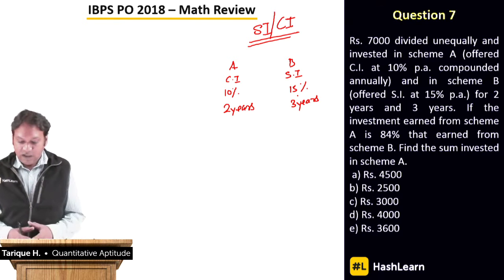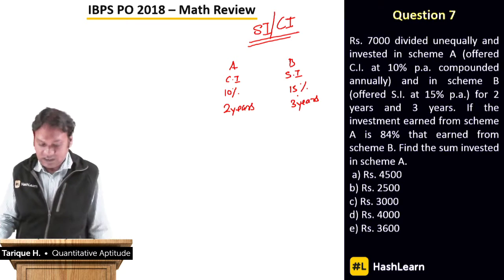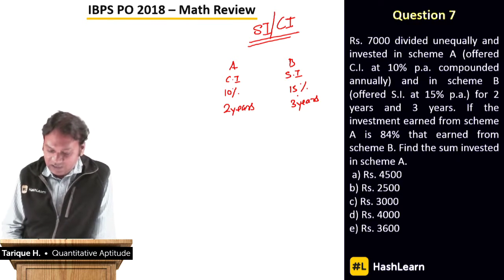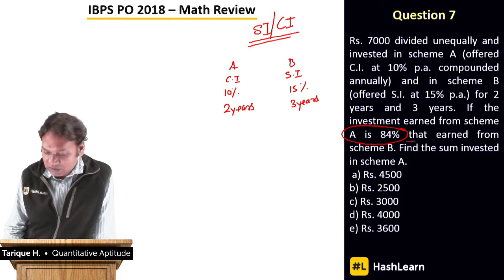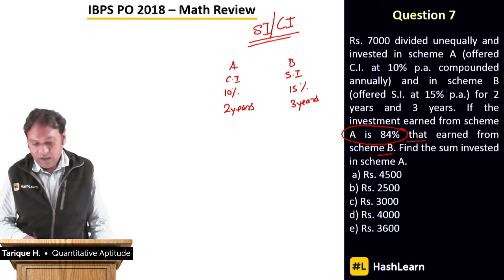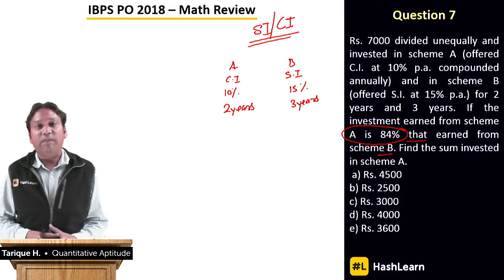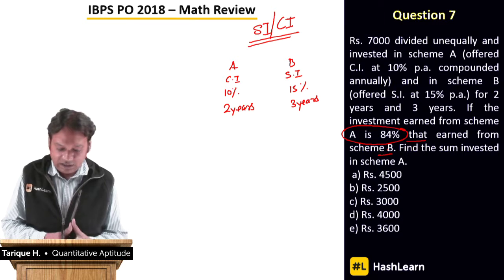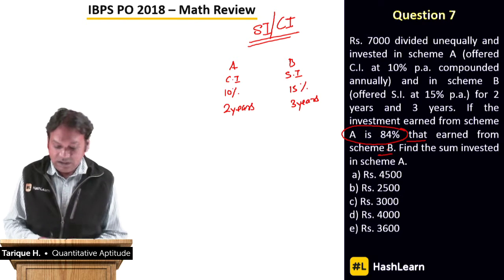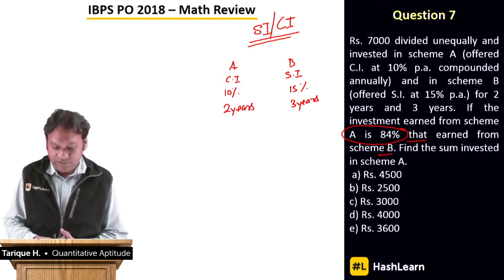If the interest earned from scheme A is 84% of that earned from scheme B. Okay, so whatever we are earning from scheme A is 84% of whatever we are earning in scheme B. Find the sum invested in scheme A. Now this is one question which, if you solve in the normal process of using the formula of compound interest and simple interest and then working it out, is going to be extremely time taking. So what we are going to do here is a very different approach of solving the question.